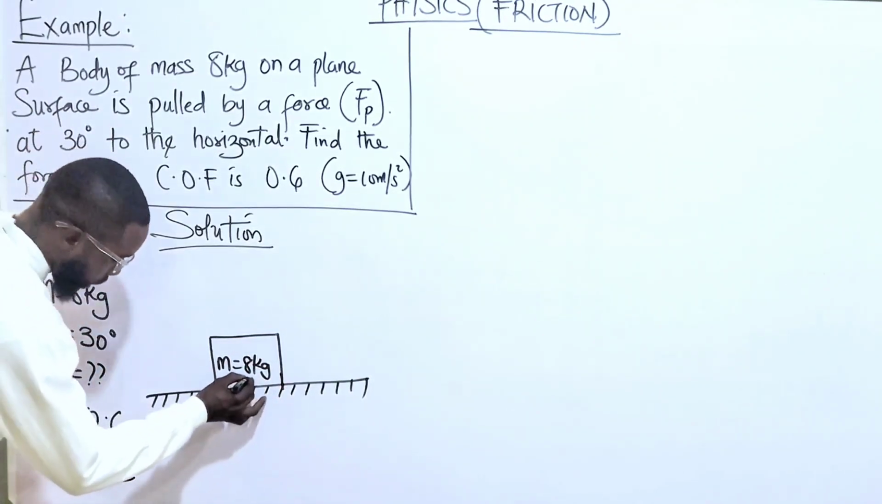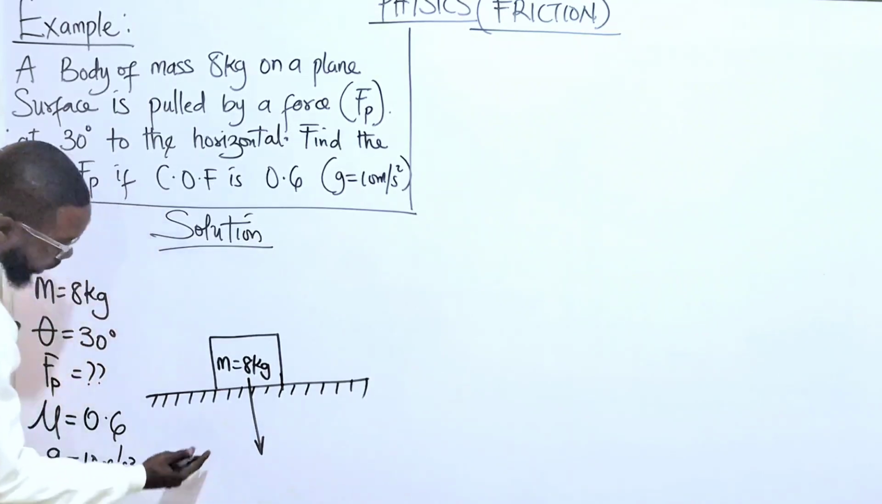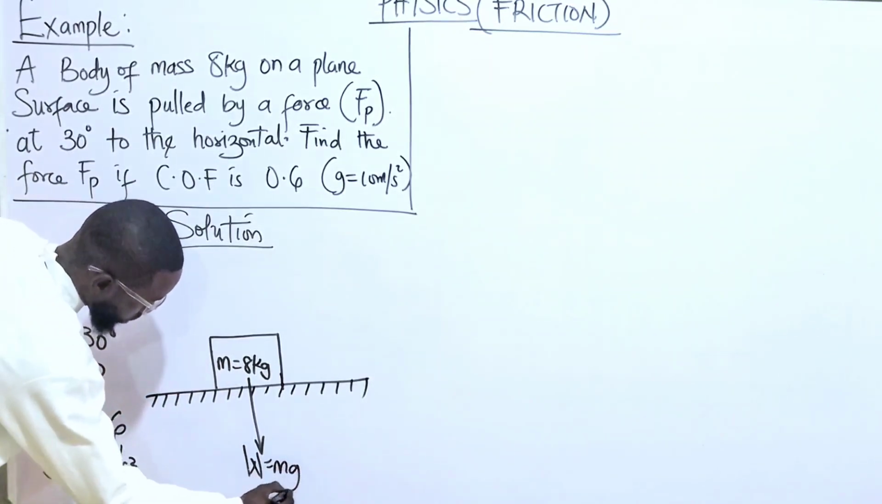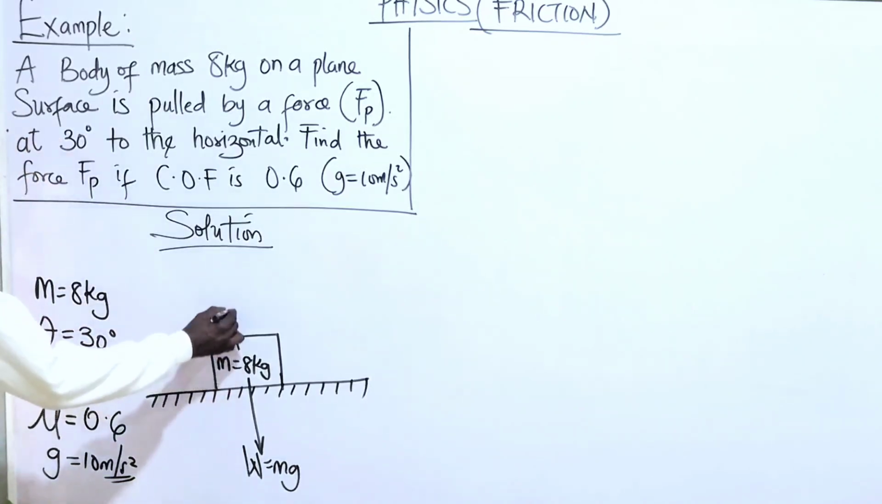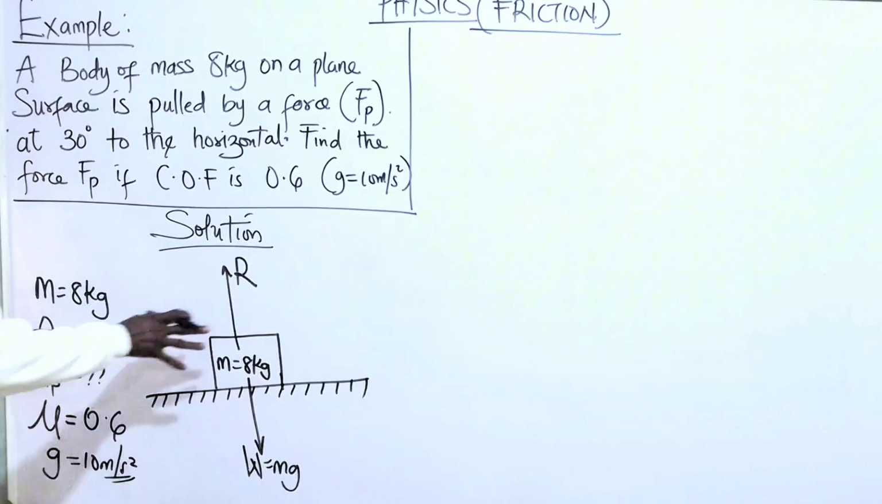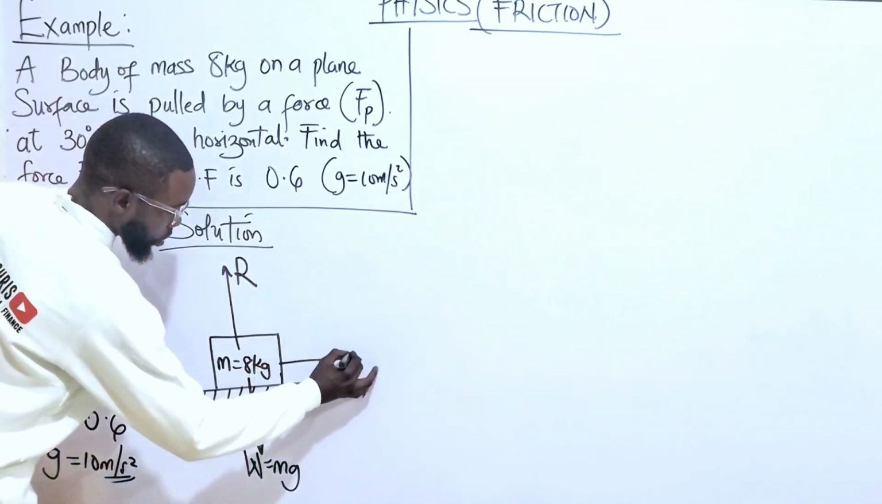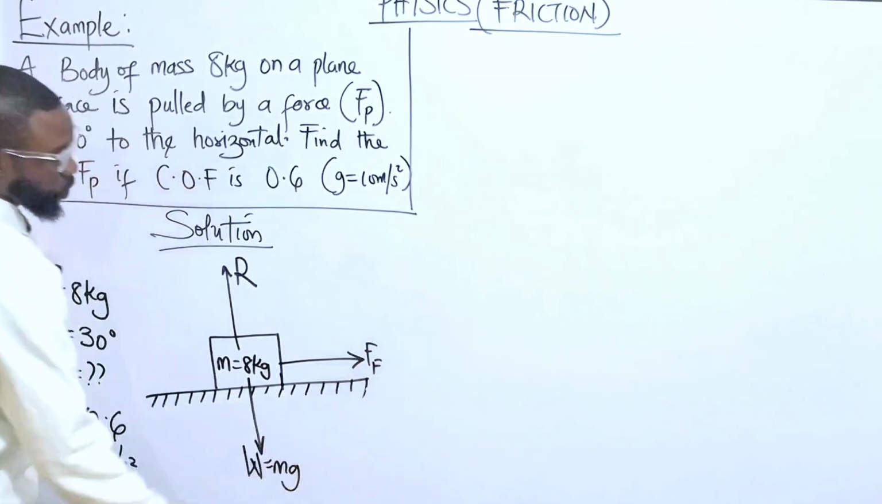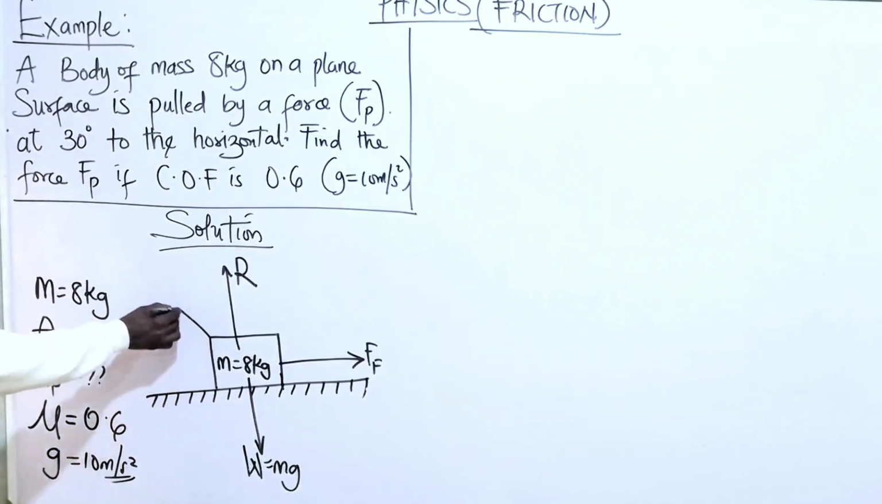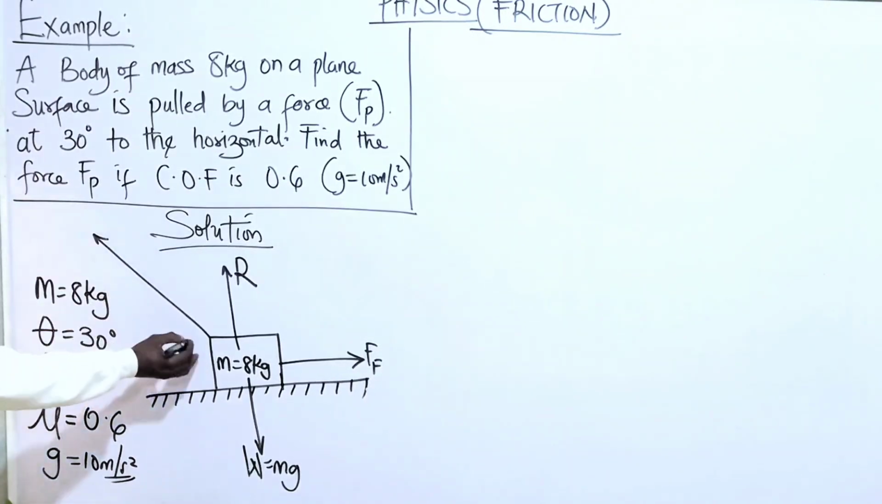So the mass of this object is 8 kilogram. Remember, we know that it has a weight. There are two forces that act on a body: the weight, which is equal to mg, and a normal reaction. And if the body is sliding this way, it means the frictional force is going this way. And it said the body of mass 8 kilogram is pulled by force Fp. So let's assume it is pulled here, to the horizontal.